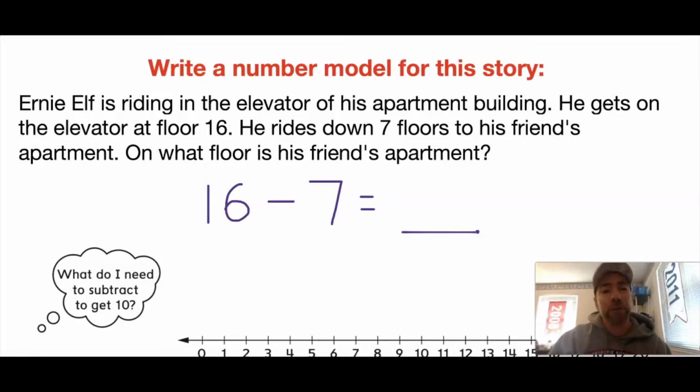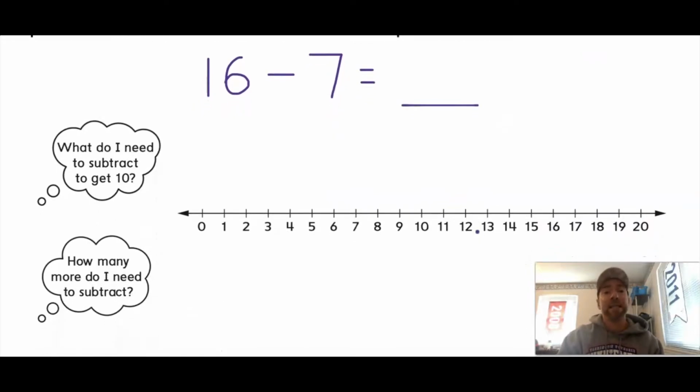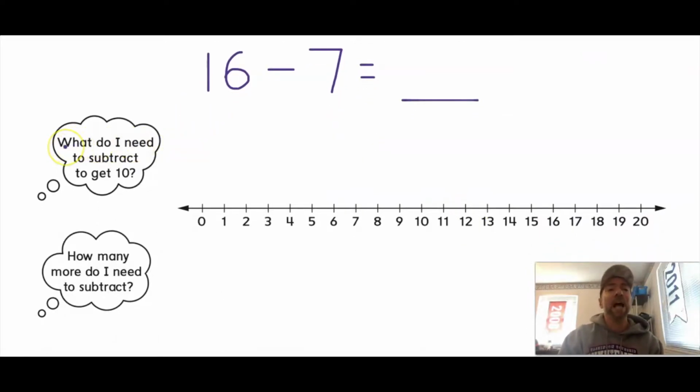Now, I want to model for you the going back through 10 strategy. And here's how it works. You might want to do this on your number line also. If I have to do 16 minus 7, the first thing I want to do is I want to think, what do I need to subtract to get 10? Well, I start at the number 16 because that's the start of my number model. And I want to subtract 7. But the going back through 10 strategy tells us to get to the number 10. So I want to make one big hop all the way to the number 10.